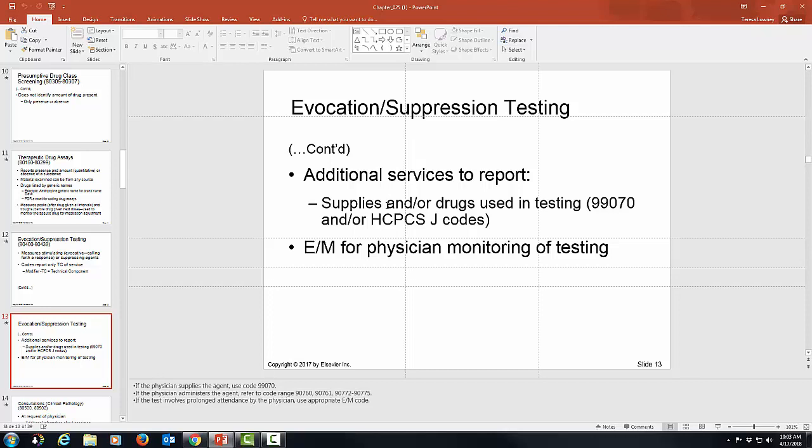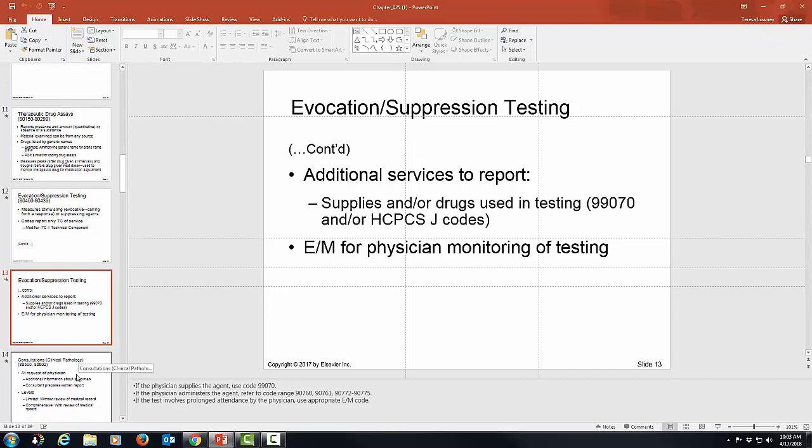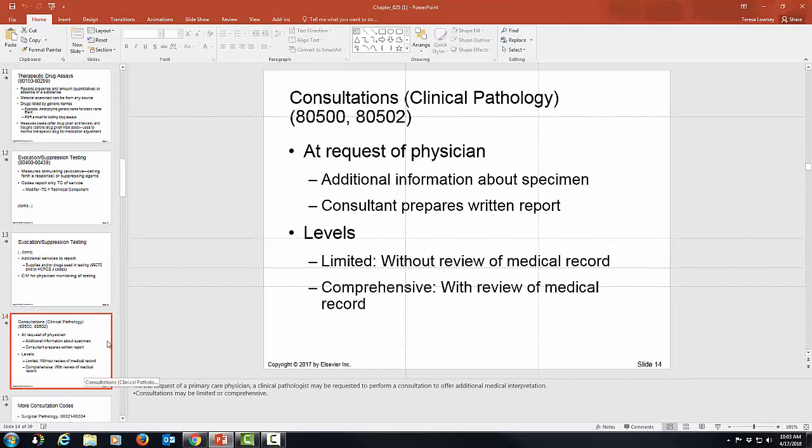So that's 99070 or a HCPCS J code, and an evaluation and management code for the physician monitoring of the testing. So if the physician has prolonged attendance, for example if you're administering a drug by an infusion and the physician has to stay there with the patient, you need to code that E&M code for this prolonged attendance. And we talked about that when we did E&M coding.